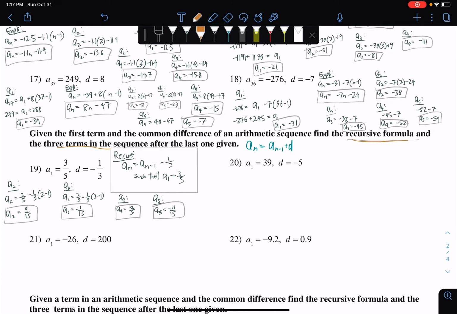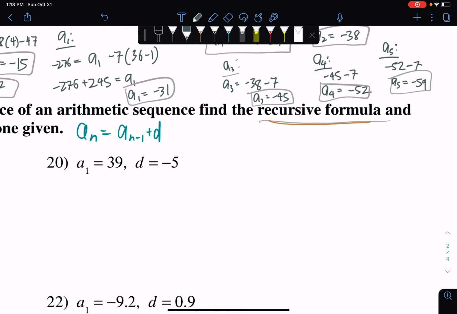Let's move on to, oh, I'm sorry, we only have to find 3 terms. We found 4 terms. Let's disregard a sub 5. We'll only find a sub 2 to a sub 4. Okay, let's go to number 20.